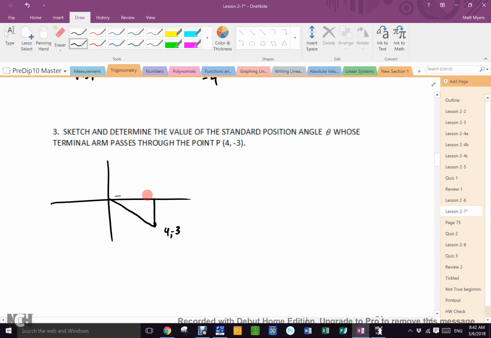So what is this distance? What's my x? 4. What's my y? Negative 3. What's theta? This is tricky. What's theta? Talk to your neighbor. This is from yesterday.